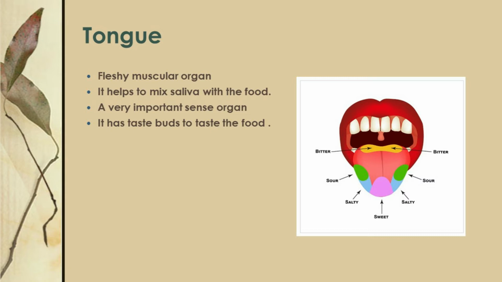It helps to mix the saliva with the food. It is also a very important sense organ of our mouth. It has taste buds on it to taste different types of foods. It has different types of taste buds, as it has taste buds for bitter, sour, salty and sweet.